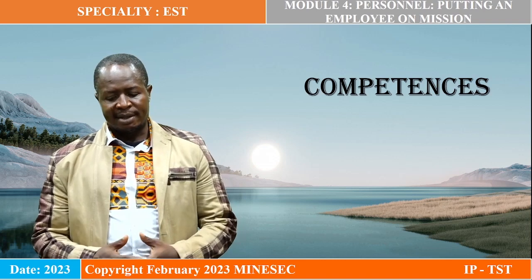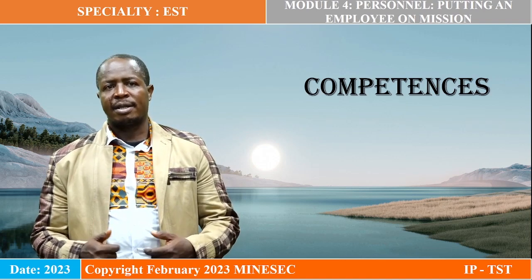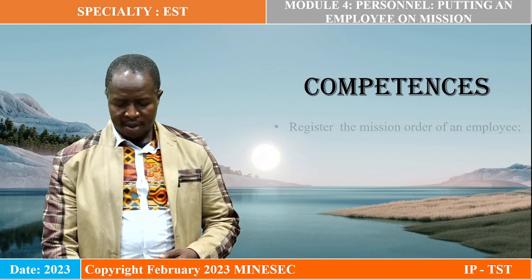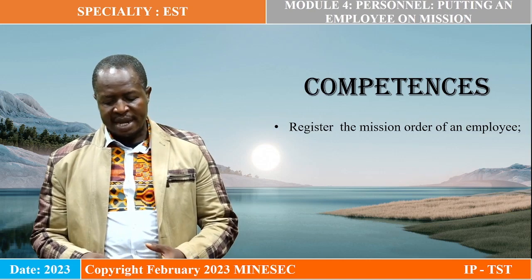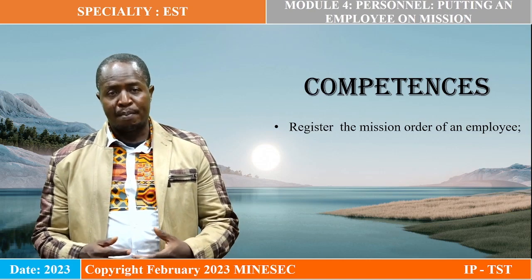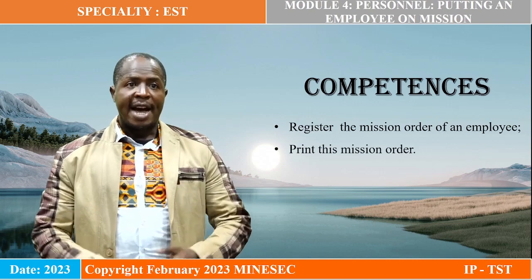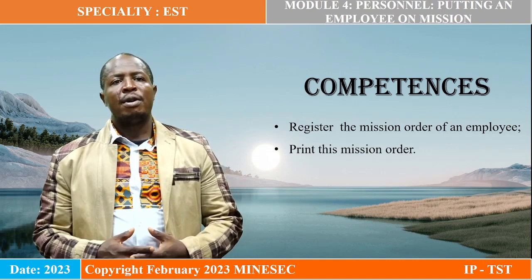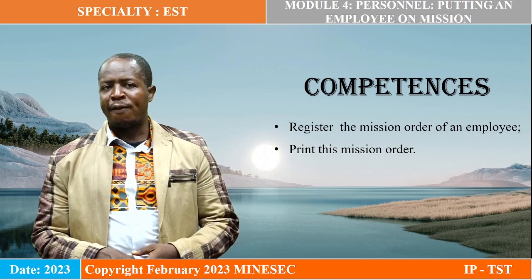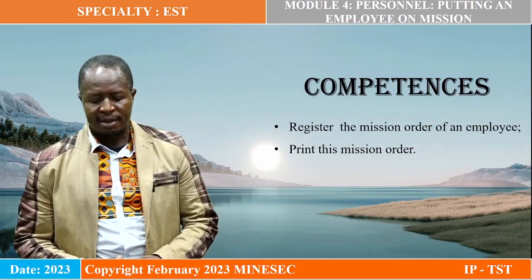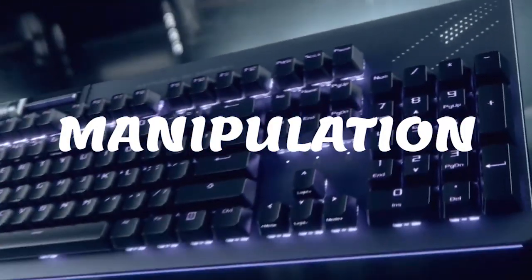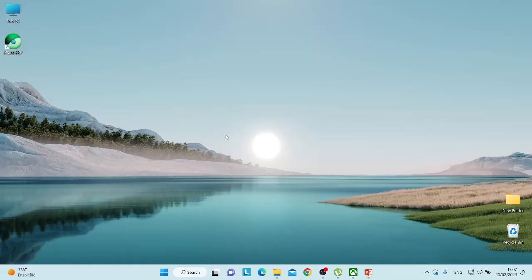What are the competencies we expect the learners to acquire? The first competence will be that the learner should be able to register the mission order of an employee, and the second, they should be able to print the mission order of an employee. How effectively are we going to acquire these competencies? We now enter the practical phase of putting an employee on mission.